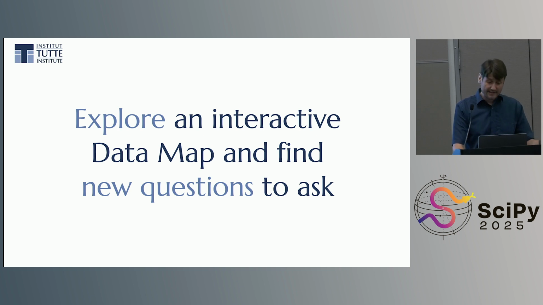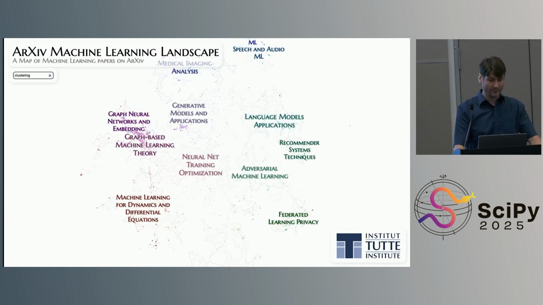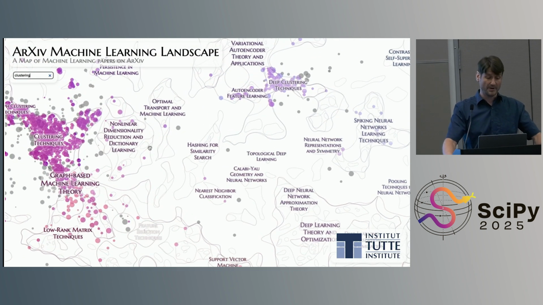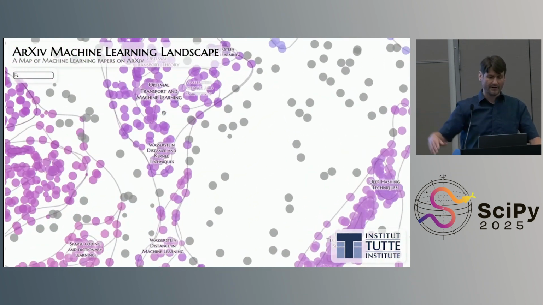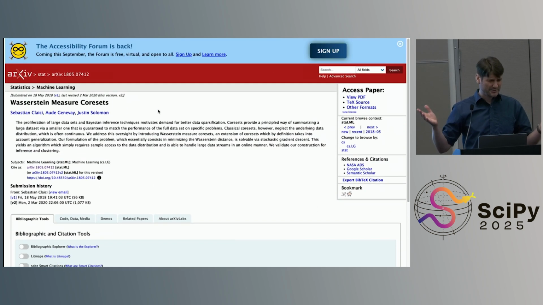In an interactive case, I want to explore and find new questions to ask. Now that might be new questions that somebody else can ask, or it can be new questions you can ask. So here's an example of me searching for clustering in a map of arXiv papers on machine learning. And I found there was a pile on clustering, which is a topic I'm interested in, but there was another pile over nearby that was also on clustering, and there was something in between.